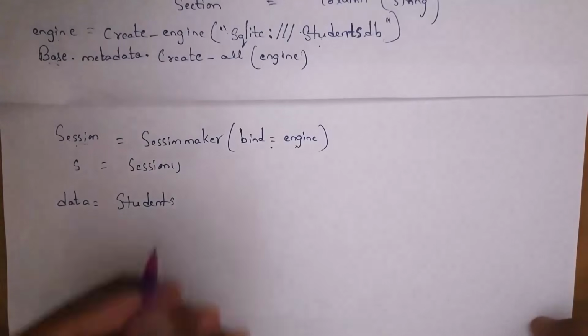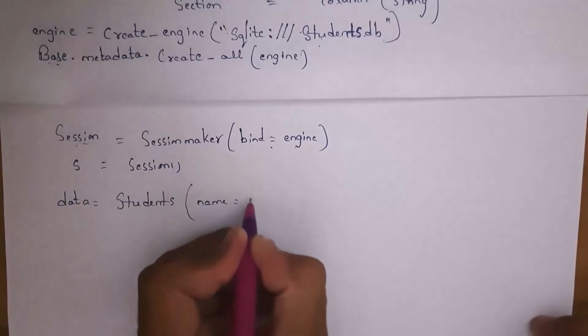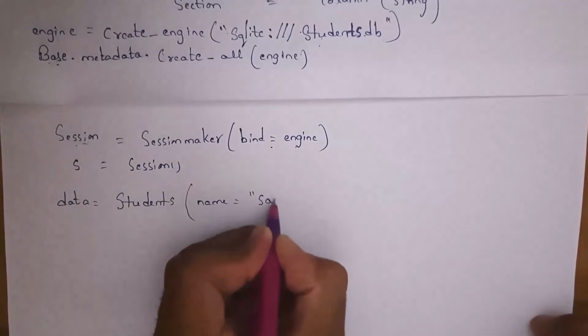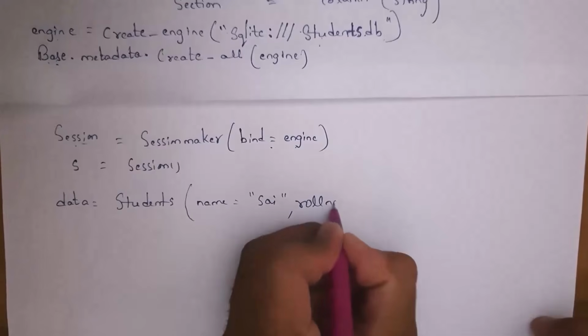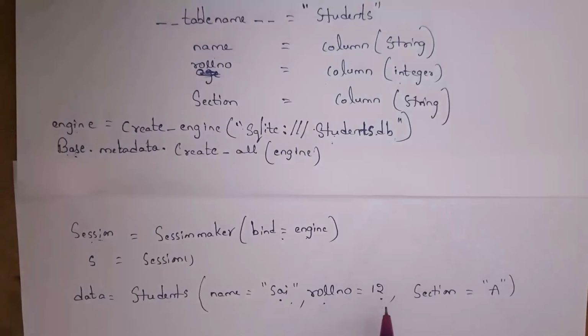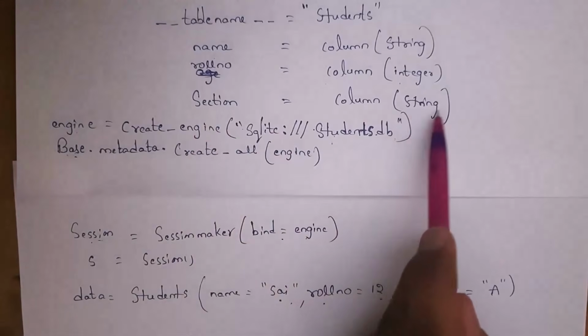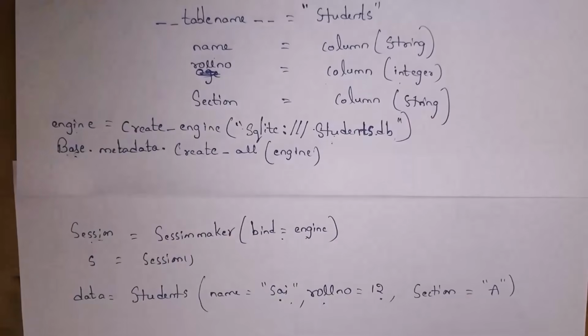Inside students class I want to insert name equal to Sai. So Sai is a string, take quotations, comma, I want to insert roll number, that is 12, where roll number is integer. So don't take quotations, just write here 12, comma, I want to give section, where section is string. So I took here A in quotations.